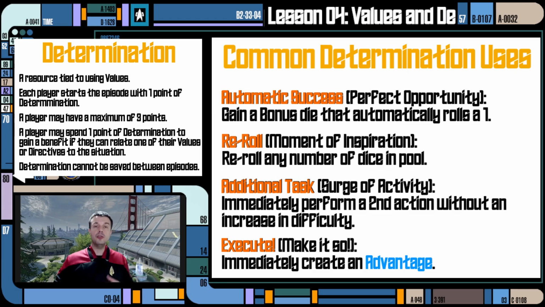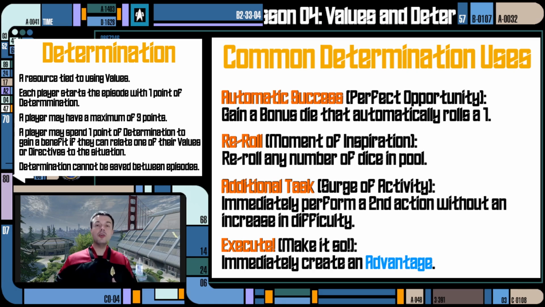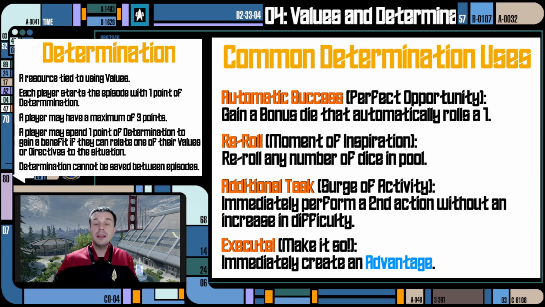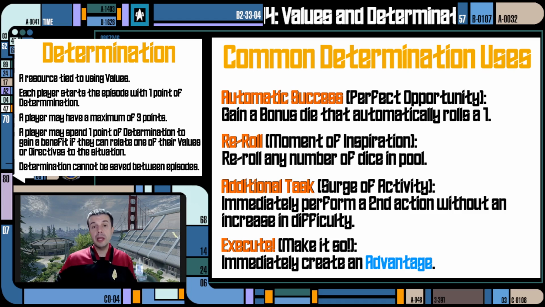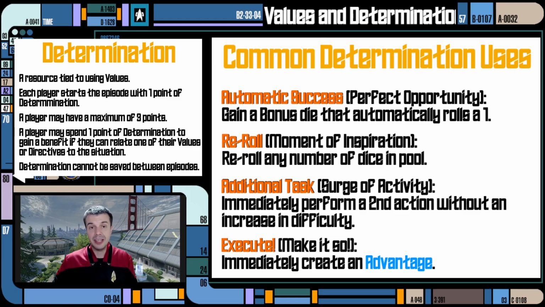Another benefit, you could use determination for an additional task, also known as surge of activity. This is the one where your character immediately takes a second action. And you're able to do that in combat through other means with momentum, take a second action. The difference is by using determination to do it, the difficulty does not increase for this second action. So that is the key element of where the determination comes in. Next one is called execute in the Klingon book, or make it so in the Federation rulebooks.